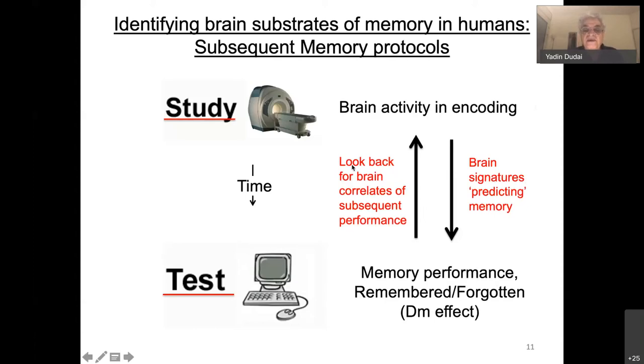Study, test. Go back, when you have the performance, to the study session, look at your records and try to identify which activity, in which parts of the brain and at what time, predicted that this will happen. It's not really prediction, because when we were here, we didn't predict that we'll perform, but we can now look back and say it sort of predicts the memory. This allows us to identify the circuits in the brain and their interactions when they are active in such a way that will lead to memory performance later. And I'll show you how it's done in a simple experiment, without going into the technical details.